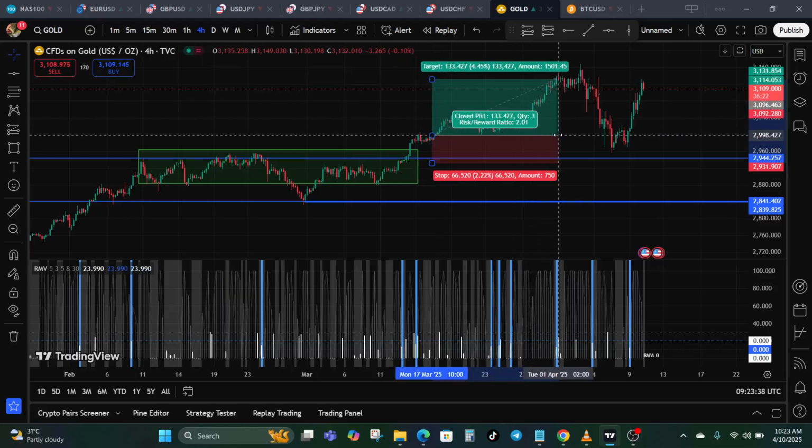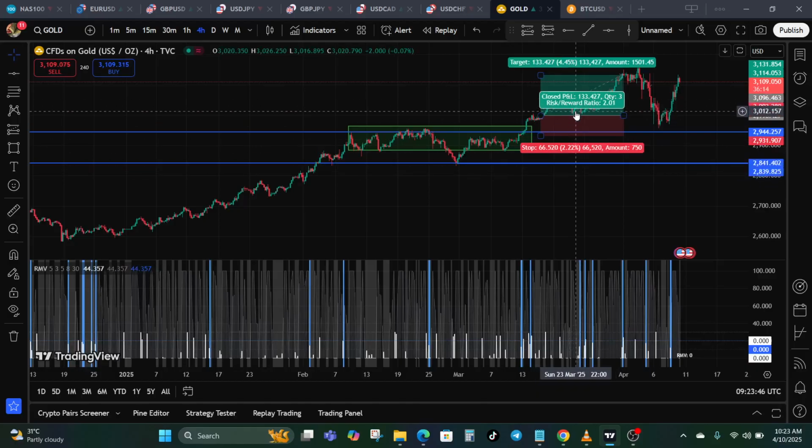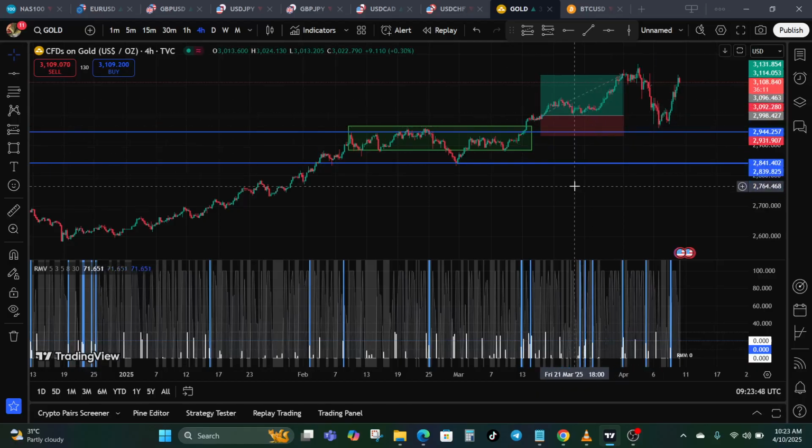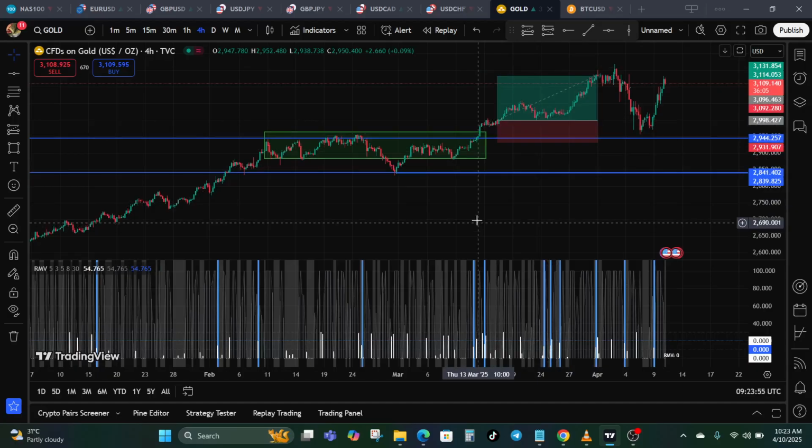All right, your take profit can be around key resistance zone, and ensure that you have a good risk to reward ratio. Okay, it is very important to have a good risk to reward ratio. All right, so that is it for a long trade.